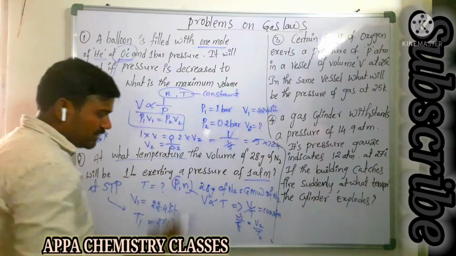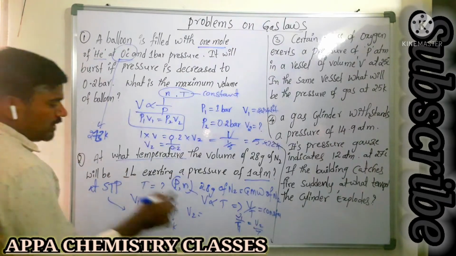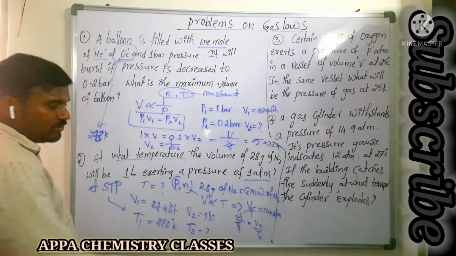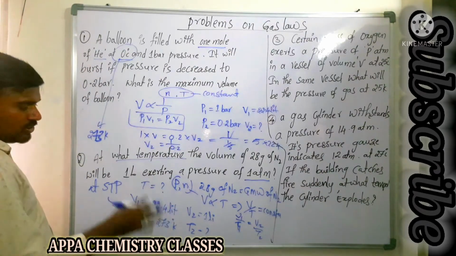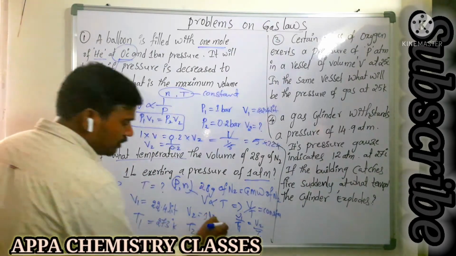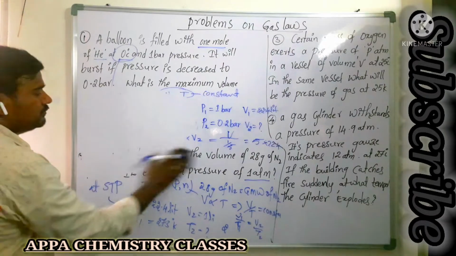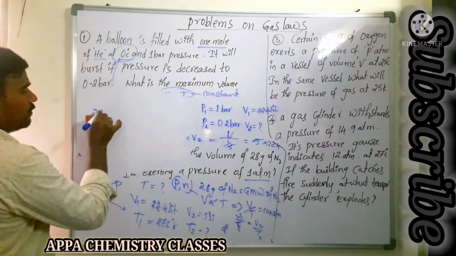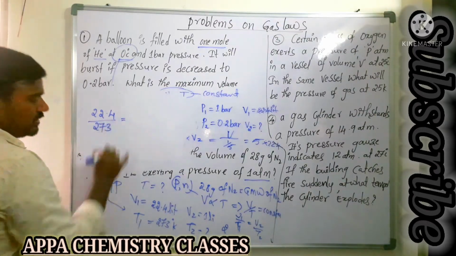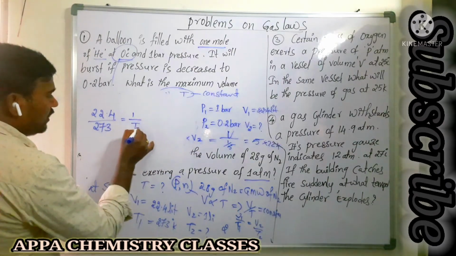So you substitute here V1, T1, you know. What is V2? They are saying it becomes 1 liter, so T2 will be how much? Just substitute and do the calculation, and you will get the solution for the temperature at which the volume of the gas becomes 1 liter. Initial volume is 22.4 liter by initial temperature 273 is equal to the final volume 1 liter by the final temperature we need to calculate.